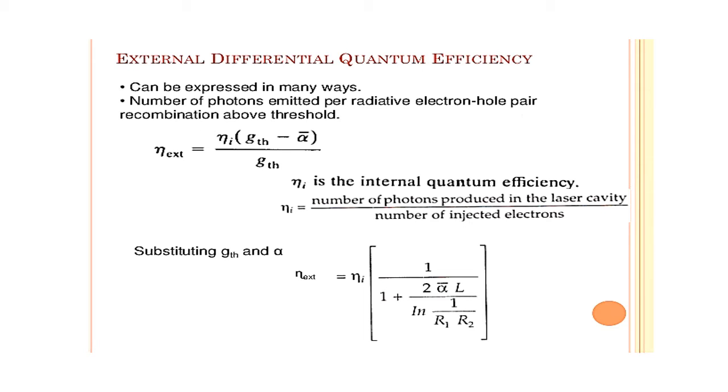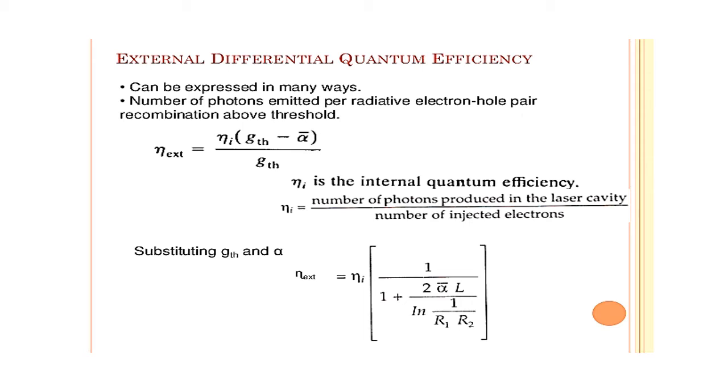External differential quantum efficiency. The external differential quantum efficiency η external of the laser diode is defined as the number of photons emitted per radiative electron-hole pair recombination above the threshold level. It can be expressed in many ways: η external is equal to ηI into (GTH − α bar) divided by GTH. Here ηI is the internal quantum efficiency, that is the number of photons produced in the laser cavity divided by the number of injected carriers.